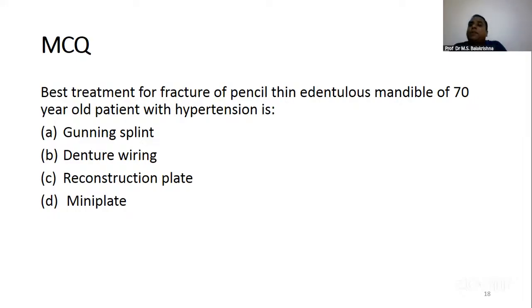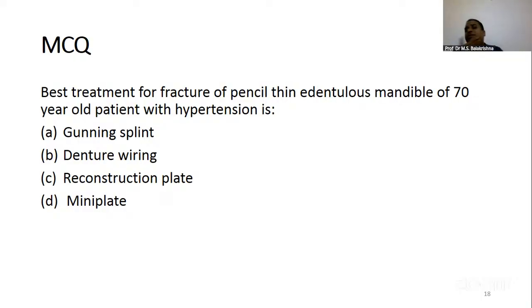See, for mini plates, reconstruction plates, and denture wiring to be given, you need adequate strength in the bone. So here, there is a paper-thin edentulous mandible. So what best can be between two options now? Two we have to eliminate. Dental wiring and mini plates are eliminated. So you have got Gunning splint and reconstruction plates. The reconstruction plate is given when there is deficient bone or there is no bone at all.